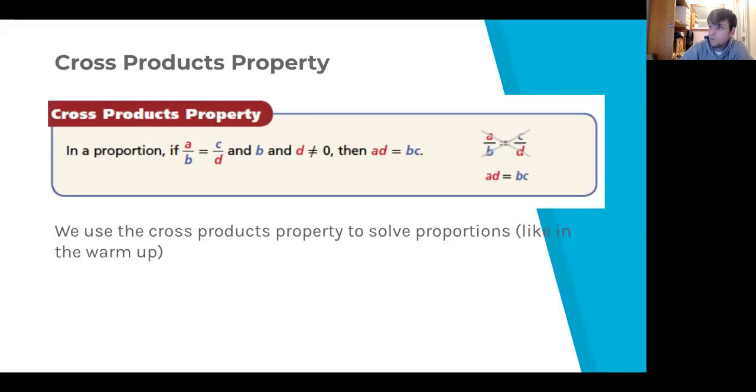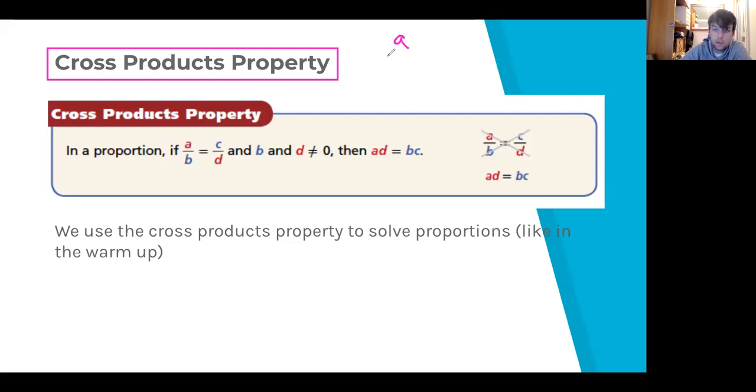Here we're going to go a little bit more in depth with the cross products property. So cross products property is what we were doing to solve proportions. Basically it means if you have a proportion, 2 equal ratios, A over B equals C over D, it says that these products, when you multiply diagonally, A times D is going to equal C times B, or B times C. Always true as long as you have equal ratios.